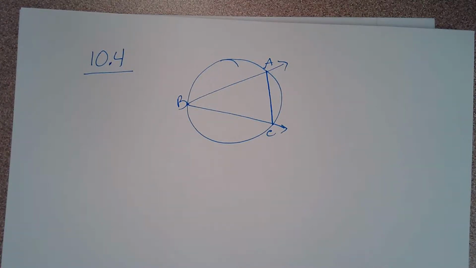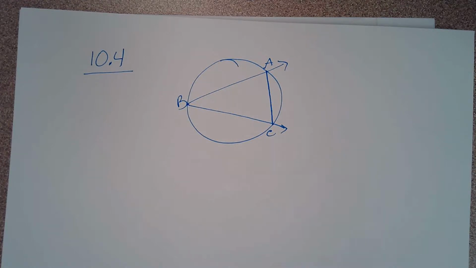This deals with several different theorems. We're going to talk about inscribed angles and intercepted arcs. You're going to notice there's a lot of triangles in here, so as we go through this, keep in mind what it's talking about.